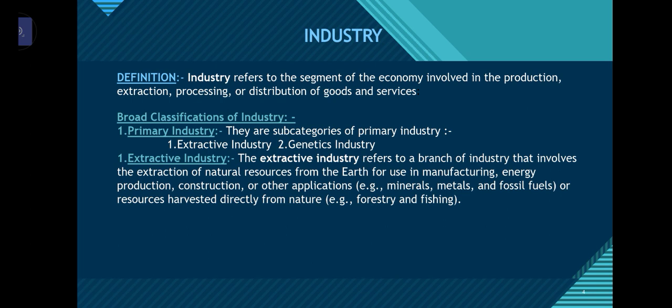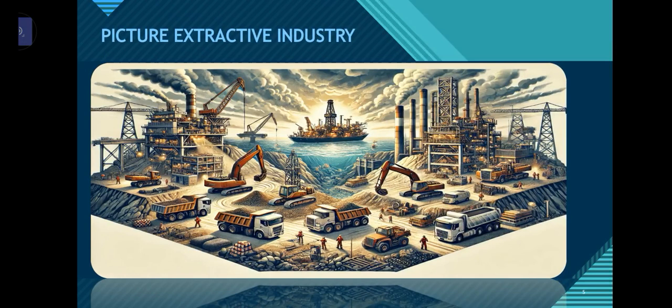The extractive industry refers to the branch of industry that involves extracting natural resources from the earth for use in manufacturing, energy production, construction and other applications. For example, minerals, metals and fuels are resources harvested directly from nature, as are forestry and fishing. This is the picture of the extractive industry.